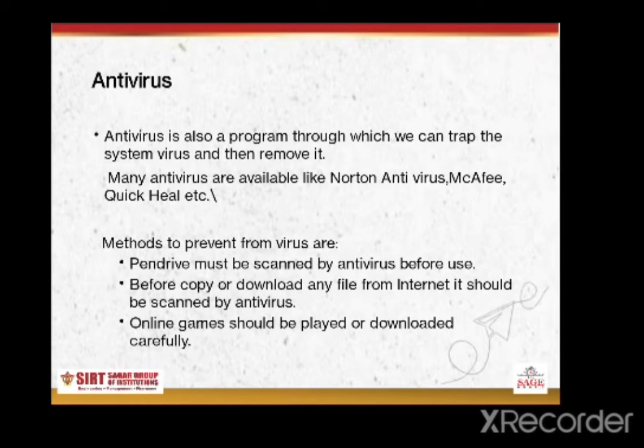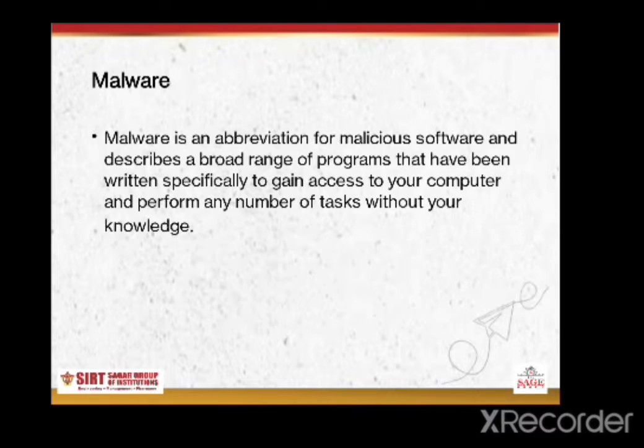There are different methods where antivirus is used to prevent viruses, like: a pen drive must be scanned by antivirus before use. Before copying or downloading any file from the internet, it should be scanned by antivirus. Online games should be played or downloaded carefully. Through these things, viruses can come into our system. So we provide antivirus, which is used to check all the files and everything that is happening in the system. So it will protect our system. So this is the antivirus.